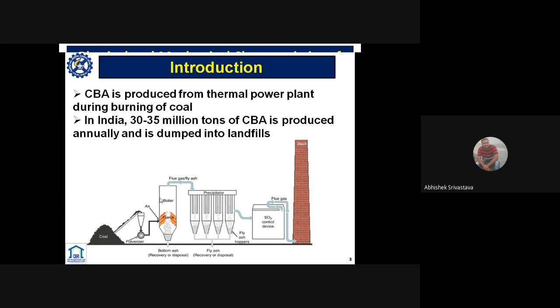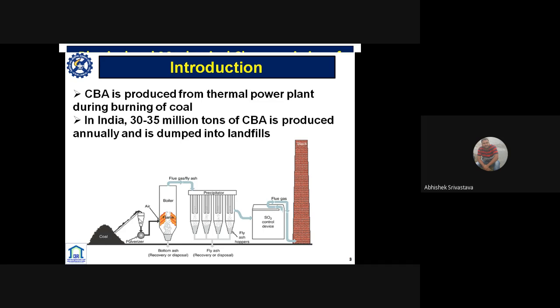As I have mentioned, CBA is the byproduct produced from thermal power plants. As we know, today's modern generation is based on electricity. Without electricity, there is nothing. There are many methods to produce electricity, and the major contributor is the thermal power plant. This is the schematic diagram showing the production. In a thermal power plant, coal is used as a fuel for boiling the water.